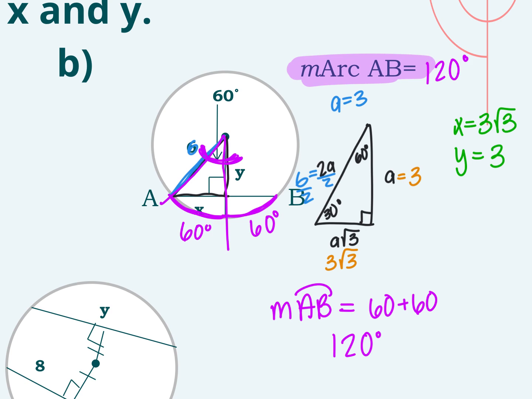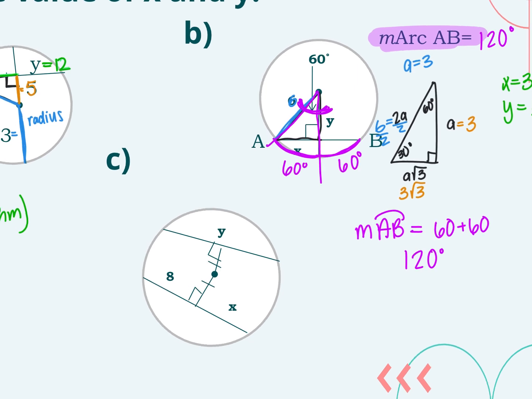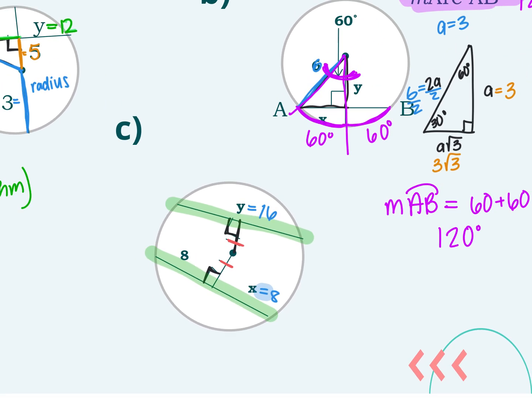All right, now looking at C, this one's the easiest. Save the easy for last. Here is my 90-degree angles. These are my congruent marks. All right, looking at it, they're equidistant. Okay, this is equidistant chords theorem. If this side and this side are equal, what would x be? Good. X is going to be 8. So what would y equal? 16. Good. That one was pretty easy.